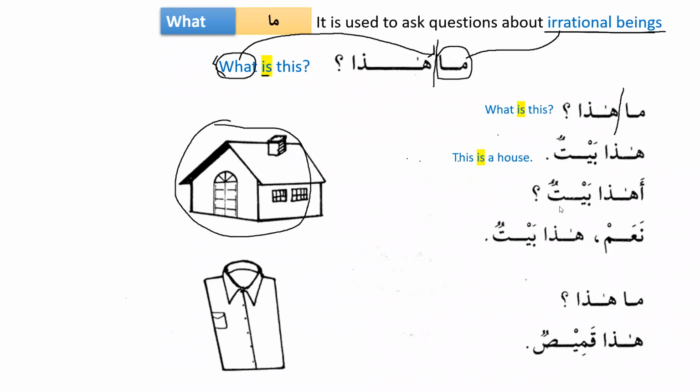And now we have the second question that starts with hamzatul istifham. Ahadha baytun? Is this a house? Now this is a question we are asking using hamzatul istifham, and the answer has to be yes or no, because it is a yes-no question. So you will say na'am, hadha baytun. Yes, this is a house. Ma hadha? Now we can see in this picture, ma hadha, what is this? And the answer is hadha qamisun. This is a shirt.